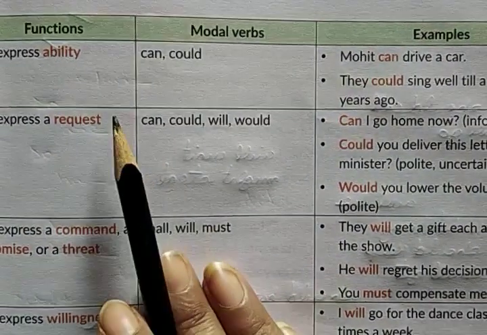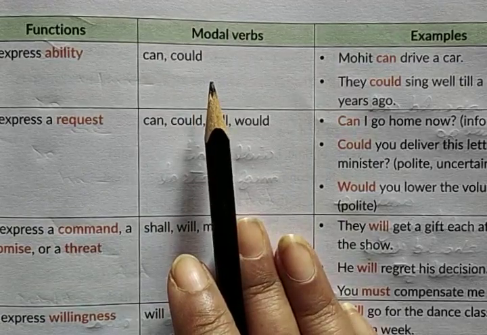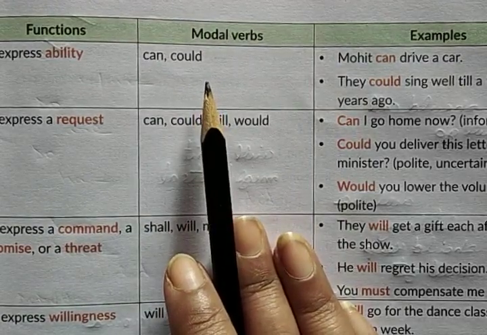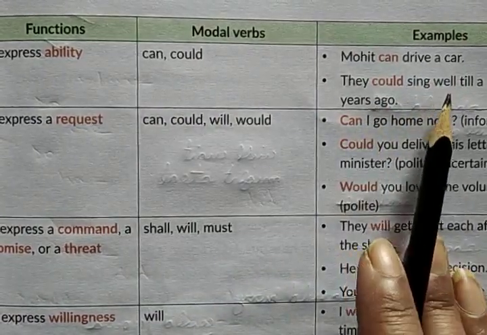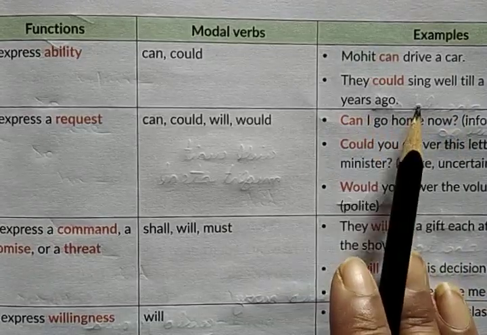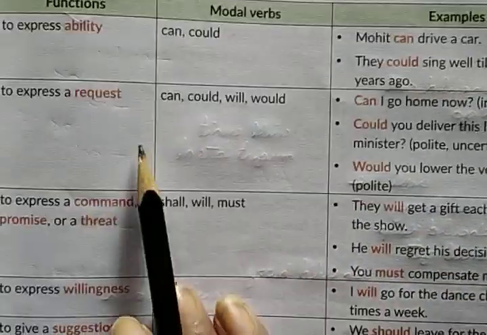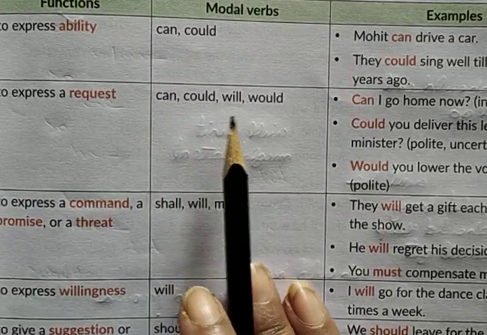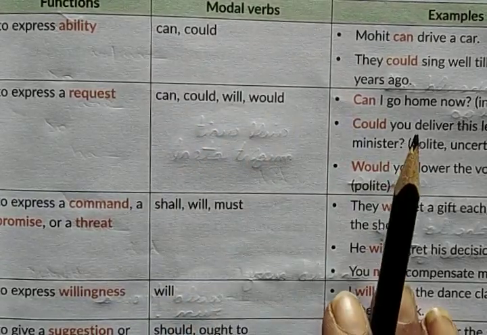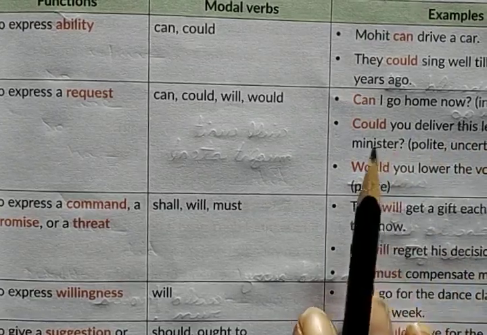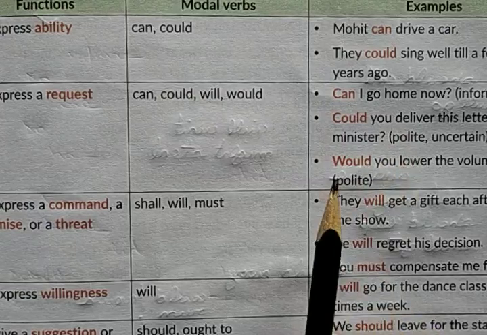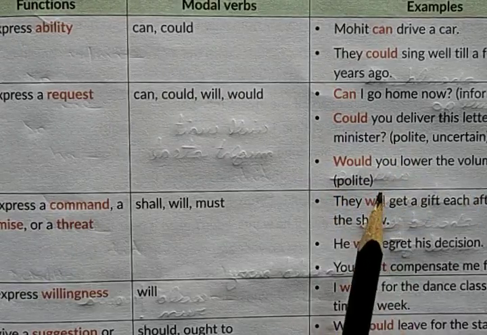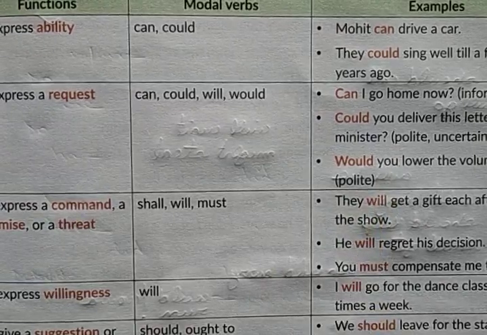Next, we have to express ability. To express ability, you can use can and could. Example, I can climb a tree. So this is the ability. Mohit can drive a car. They could sing well till a few years ago. To express request, you can use can, could, will, and would. Can I go home now? Informal. Could you deliver this letter to the minister? Polite. Would you lower the volume, please? Again, would and could are polite modals.